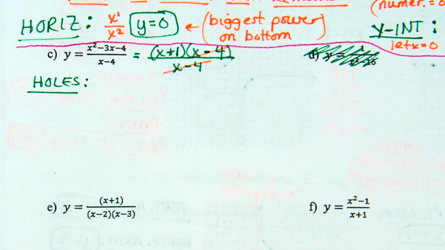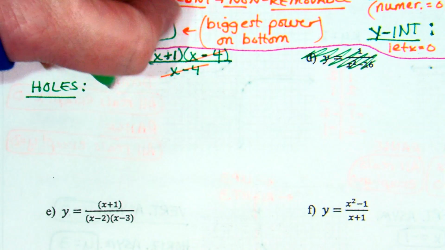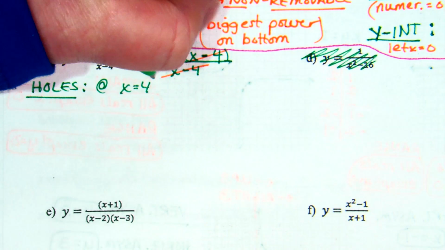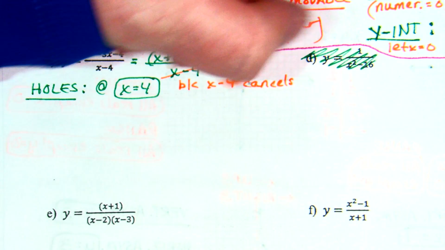X equals 4. So basically, you take that canceled factor and set it equal to 0. So there is a hole at x equals 4. And why did we pick x equals 4? Because the x minus 4 cancels, and then we set x minus 4 equal to 0, and once we set x minus 4 equal to 0, it gets x equals 4. Whatever explanation you need to write down.